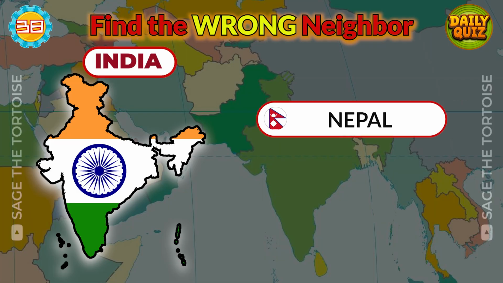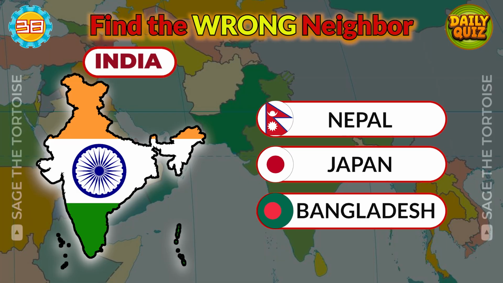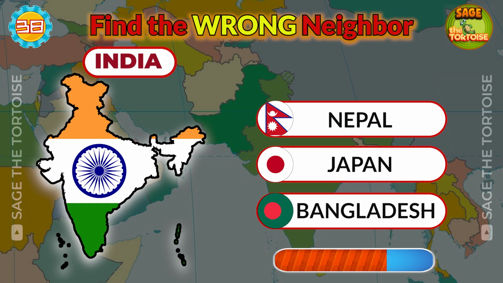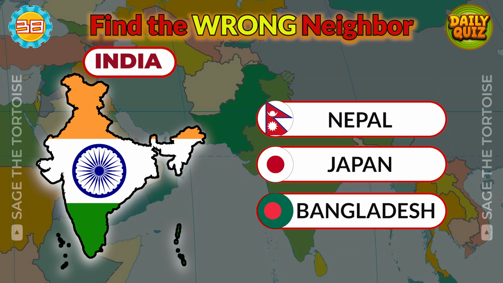India borders Nepal, Japan, and Bangladesh. Which one is wrong? The answer is Japan.